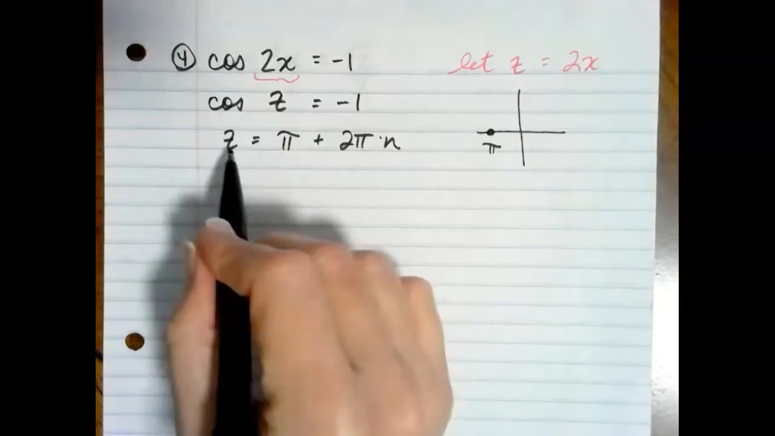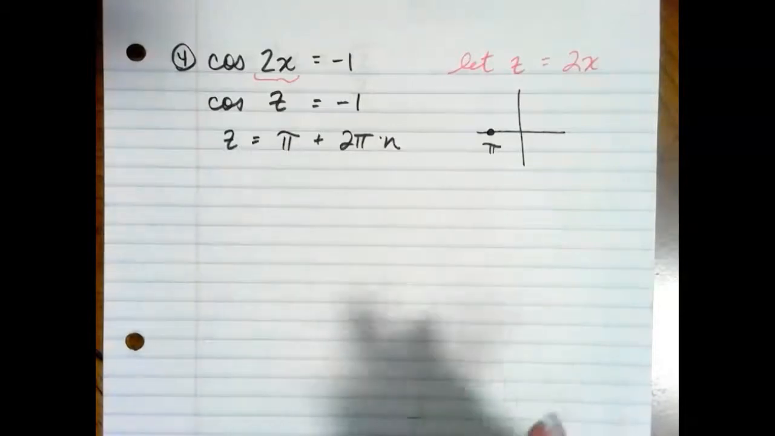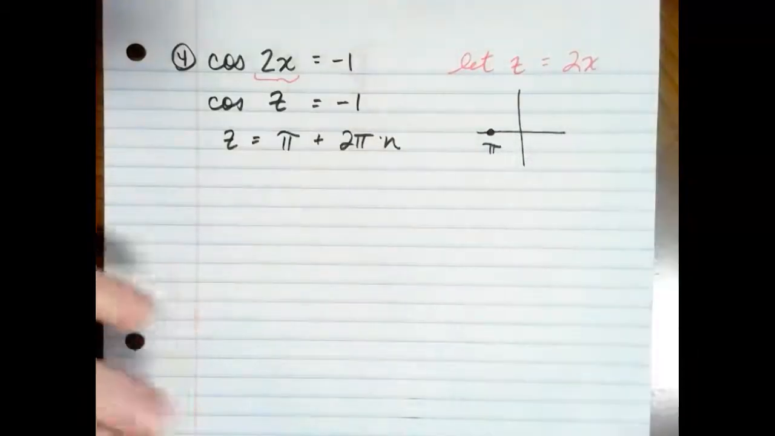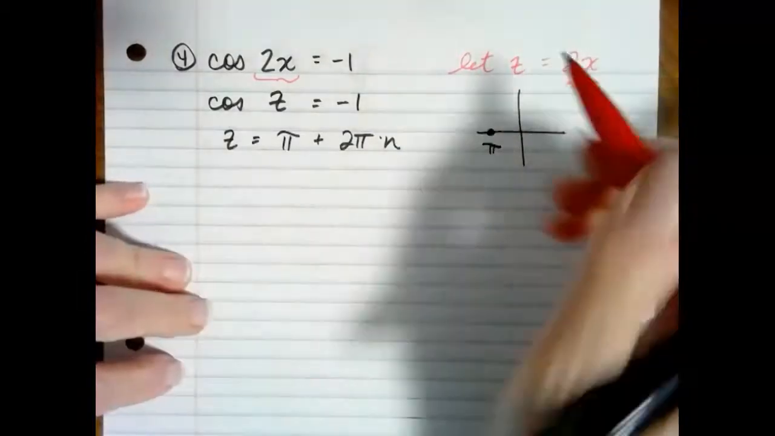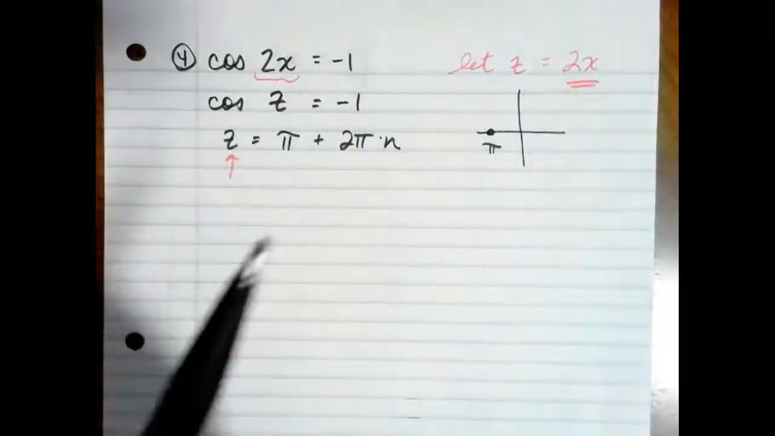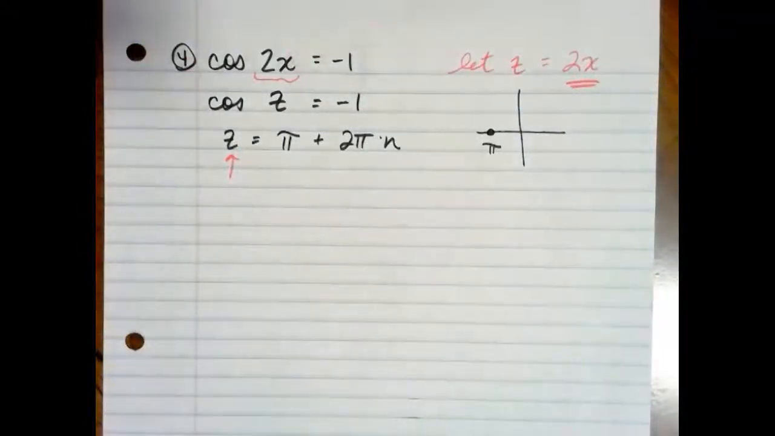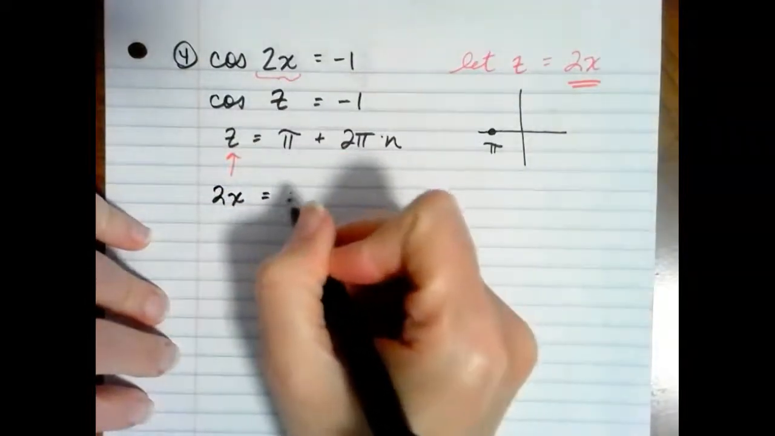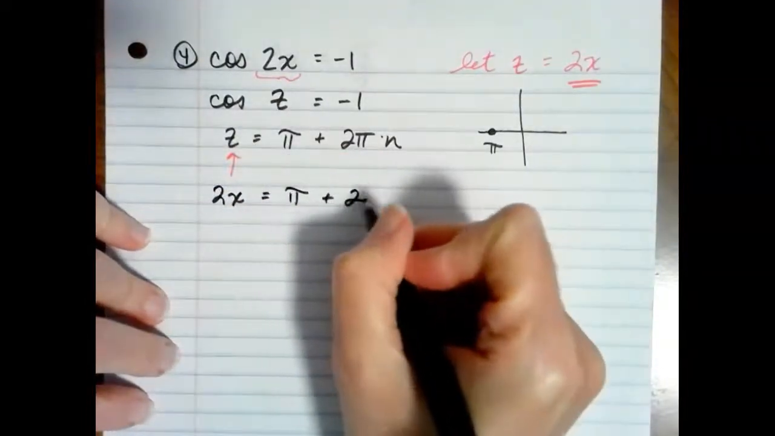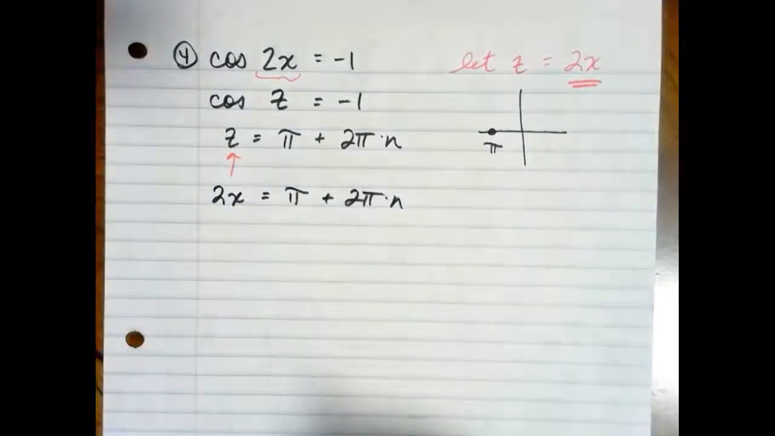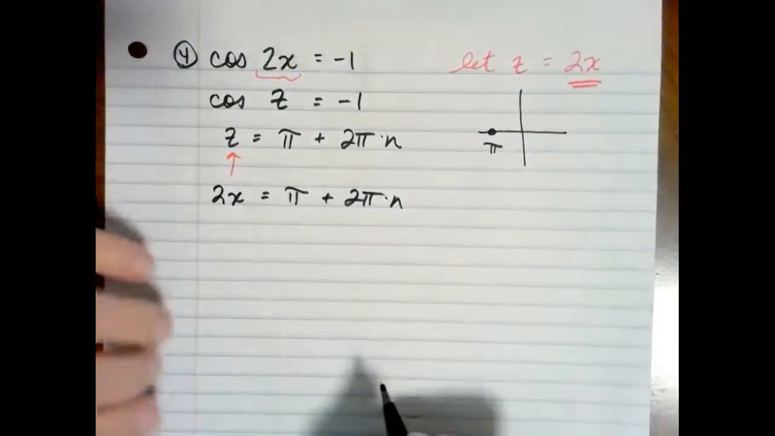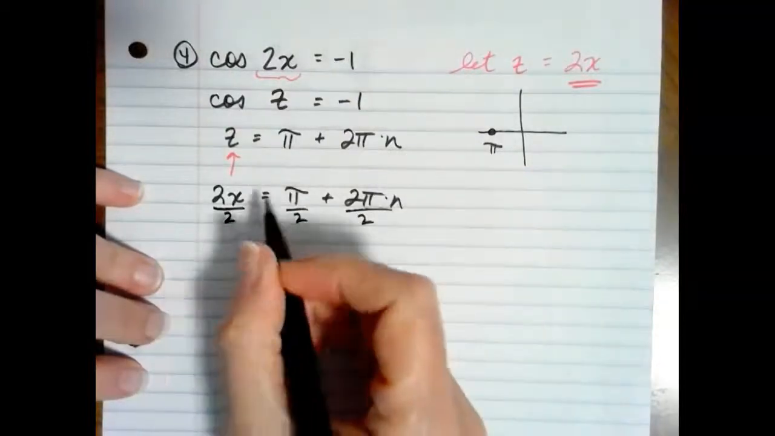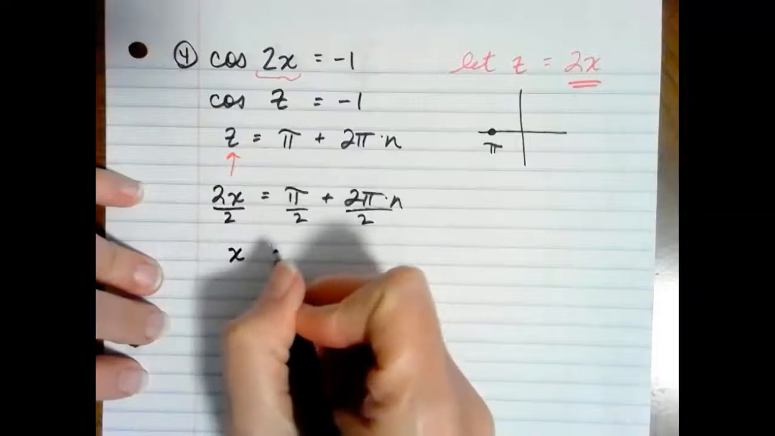Now, this is z. We have solved for z. Now we're going to put z back in. Remember, z equals 2x. So since z equals 2x, we're going to plug it in right here and solve for x, because that's what we're really after. So 2x equals pi plus 2 pi times n. From here, remember we're solving for x, so we're going to divide by 2. Divide all the way across the equation by 2.